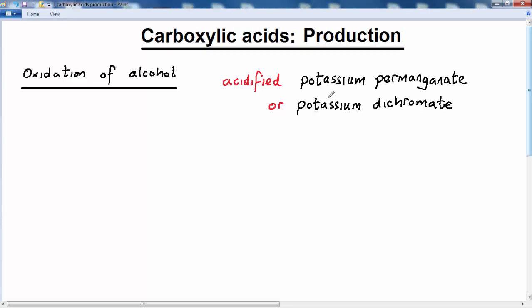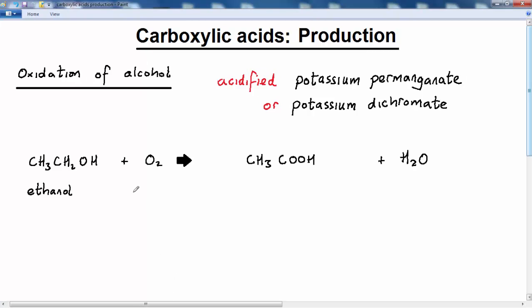So the oxidizing agents that are used are either potassium permanganate or potassium dichromate, and these are in an acidified solution. So the classic example really is the oxidation of ethanol to produce ethanoic acid. Okay, so we've got ethanol that's going to be oxidized to produce ethanoic acid and water.